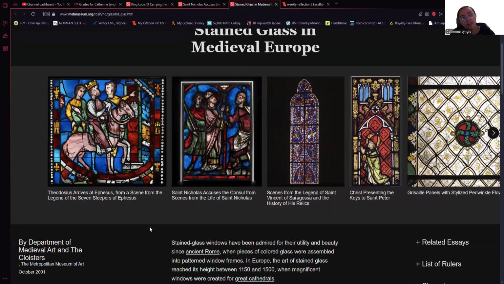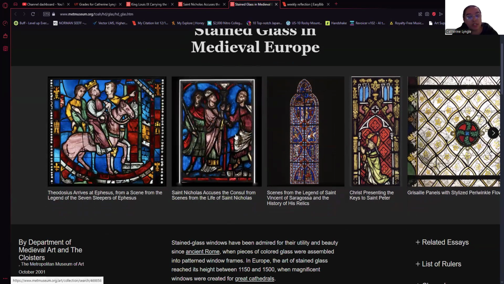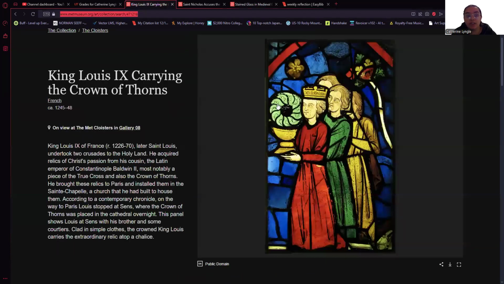So the two paintings I ended up doing are right here: Saint Nicholas accuses the consul, from Scenes of the Life of Saint Nicholas, and King Louis carrying the crown of thorns. The main reason I did these two pieces was the variation in their line weight, and the fact that they both have very interesting stories.